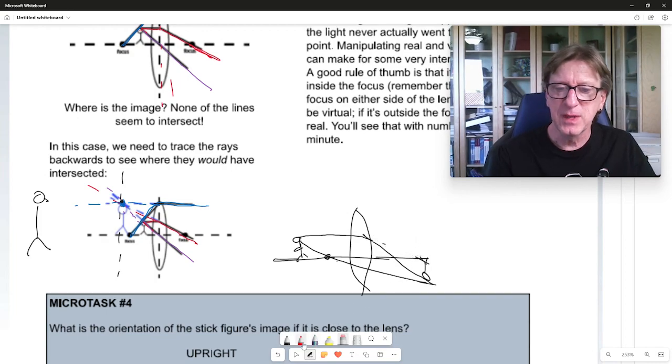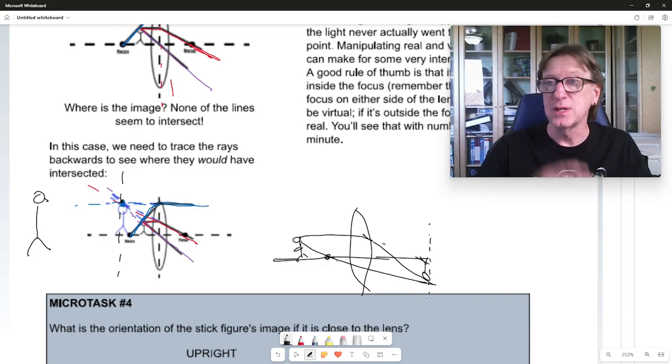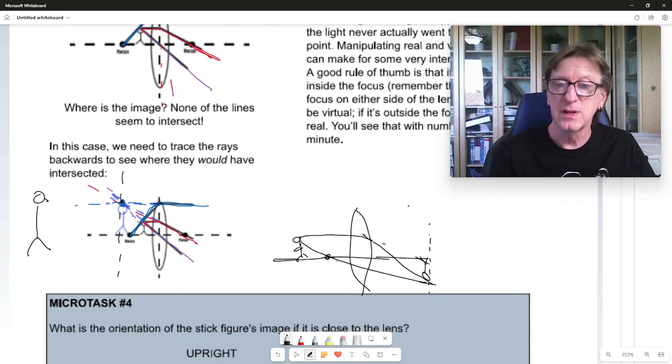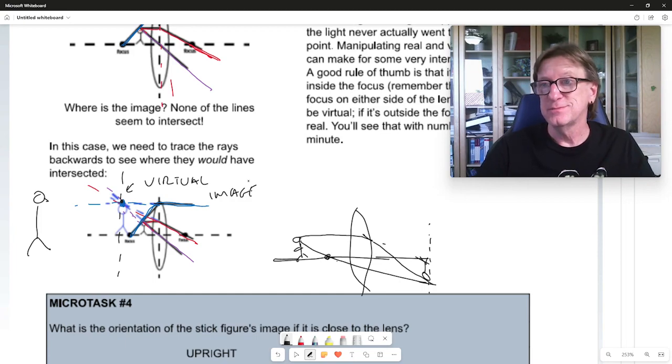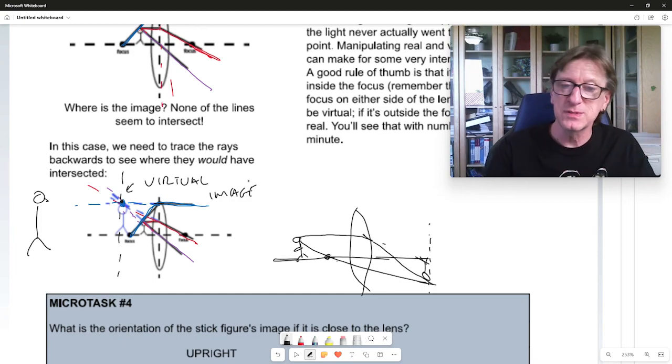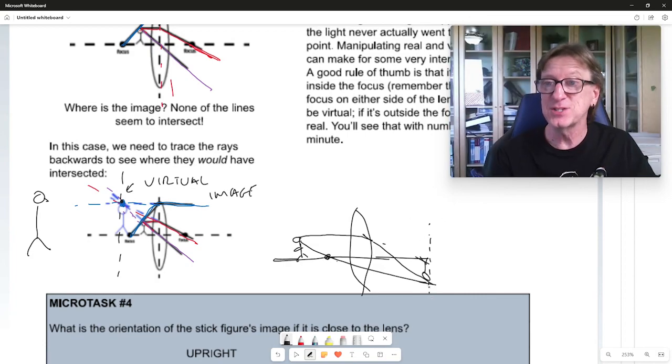And so, clean that up just a little bit. So if I were to put a screen right here, I would actually get an image on the screen. It would be projected on the screen. And this is how cameras and movies and all that other sort of thing work. There's actually light intersecting here, but there's no light intersecting here. So for that reason, we call this a virtual image. It only appears there in your brain, because your brain is actually reconstructing where those rays would have been. Whereas this one, where the light rays actually did go through the image, we call that a real image.